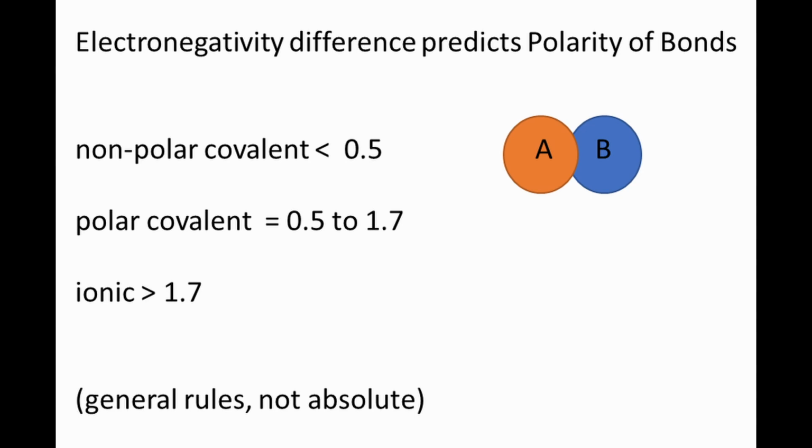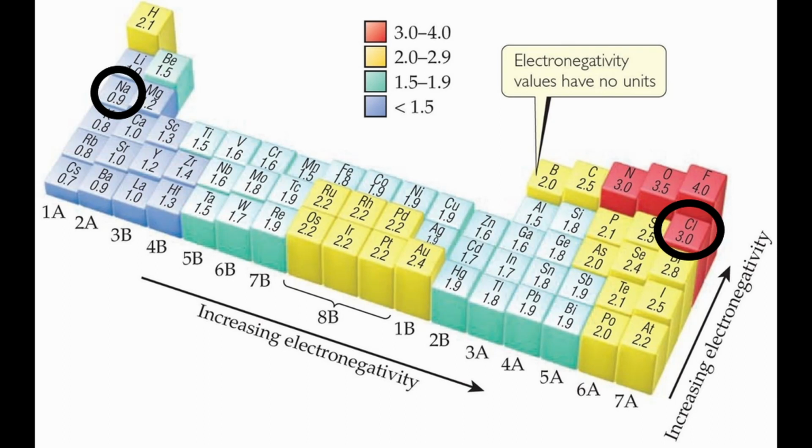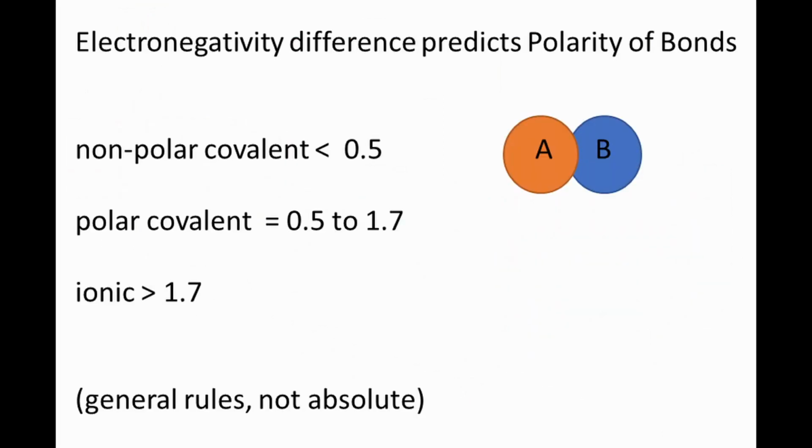The electronegativity difference between elements in a bond is a general predictor, not an absolute definition. In general, electronegativity differences work fairly well. As examples, we can look at the bonds of NaCl, H2O, and O2. Chlorine has an electronegativity of 3.0. Sodium has an electronegativity of 0.9. 3 minus 0.9 equals 2.1. As 2.1 is greater than 1.7, the prediction is that NaCl will be an ionic bond, and it is.